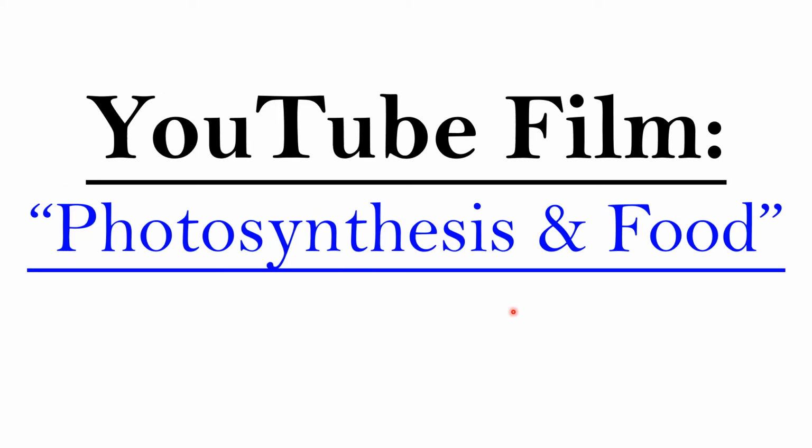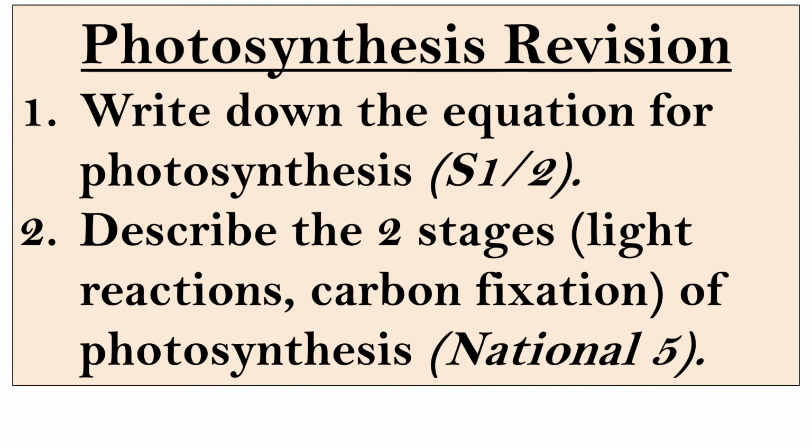And here's another YouTube video, so search for that, photosynthesis in food, and have a watch. Now a bit of a revision, I'm hoping you can do these. So this is going back to S1 and S2. Can you write down just a general equation for photosynthesis? So you should have two substances probably on either side of the arrow. So think of things that plants need, think of things that plants produce, and then a stage on from that.